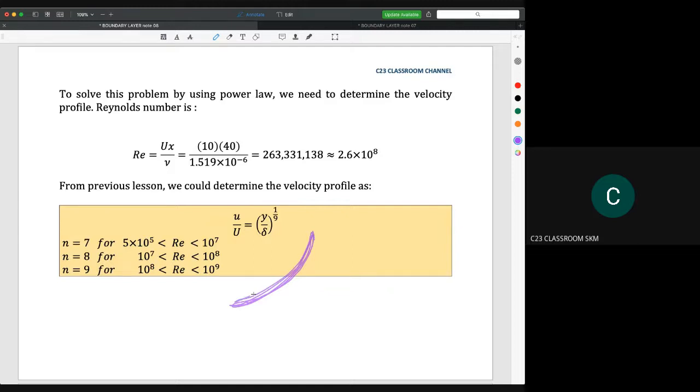I think you remember when we learned about the power law, I gave you the range here. So, let's say we check the Reynolds number, and we found it is 2.6 times 10 to the power of 8. So, it lies in this range. So, then we could assume that the velocity profile can be written as u over U equal (y over delta) to the power of 1 over 9, because it depends on the Reynolds number.